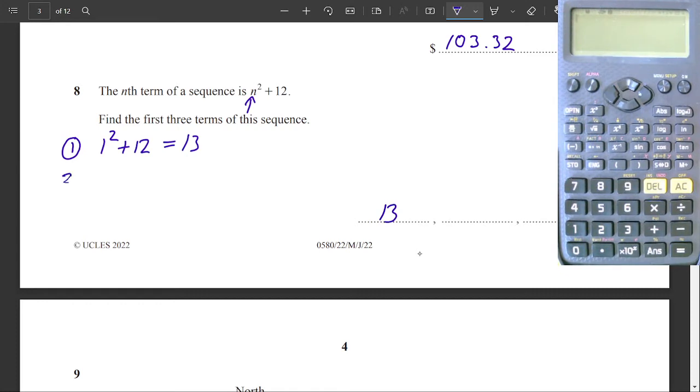Okay, to work out the second number in the sequence, we put a 2 where the n is. 2 squared is 4, plus 12, that is 16. And then to work out the third term, that is 3 squared is 9, plus 12, we have 21.